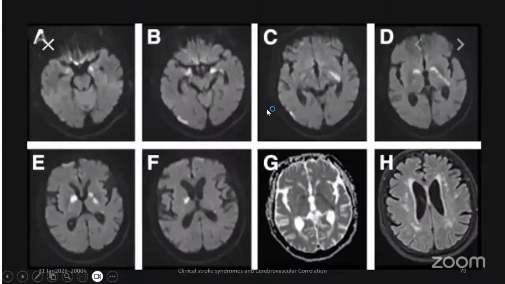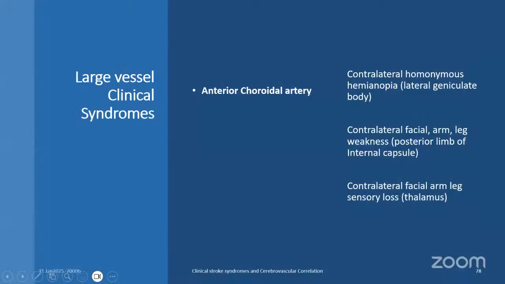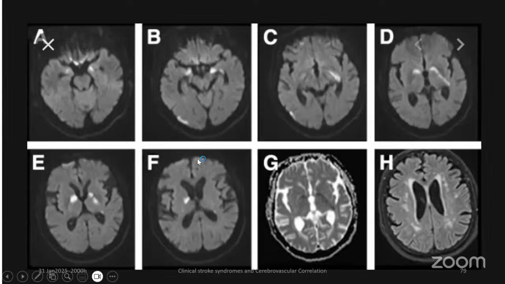These are some of the areas of damage in anterior choroidal artery involvement. You can see here the types of strokes which you see in the anterior choroidal artery involvement. The recovery is very good in these areas.